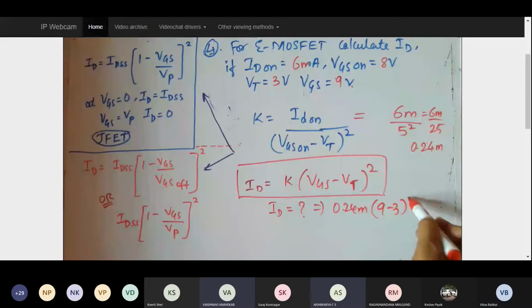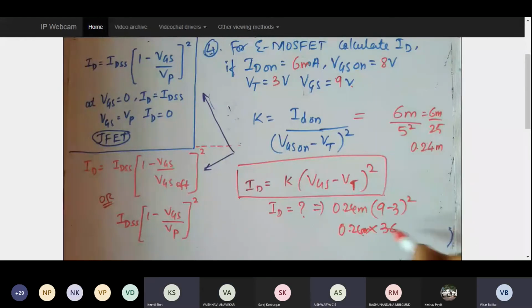8.64 milliampere. So this is how you're going to solve the numericals. So let's go to the one last numerical.